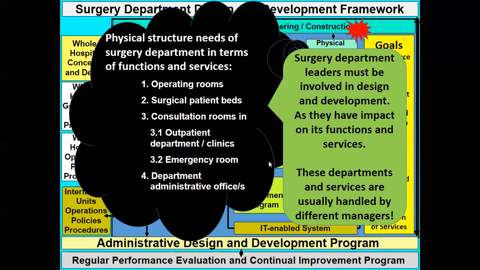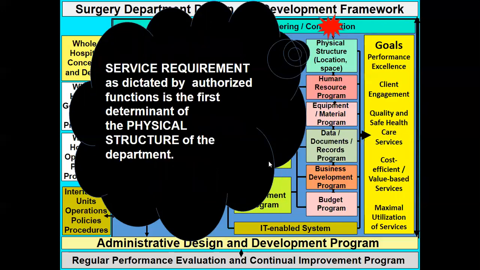The surgeons or the department leaders must be involved particularly in the design and development of the operating room, surgical patient beds, consultation rooms in the outpatient department and clinics, and in the emergency rooms, as they have impact on its authorized functions and services. These departments and services are usually managed by different groups of managers. The department leaders must take note of this. Service requirement as dictated by authorized function is the first determinant of the physical structure of the department.